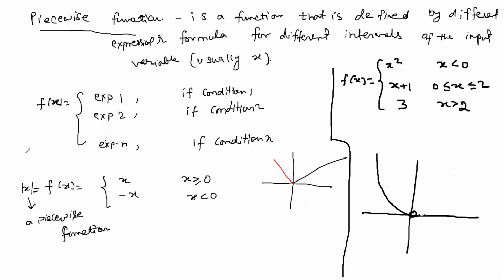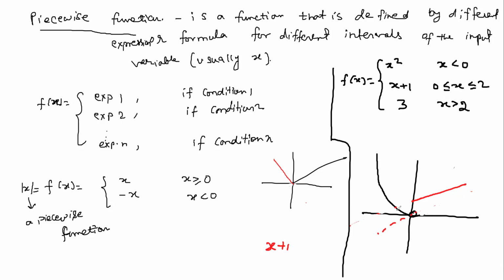How will you draw? f(x) is x plus 1. X plus 1 means this is x, and plus 1 means shifted one unit upward. But one more thing: x lies from 0 to 2, so remove the left part, because x starts from 0 and goes to 2.